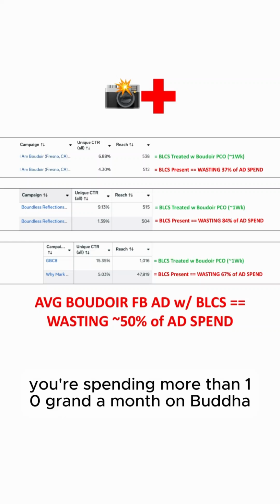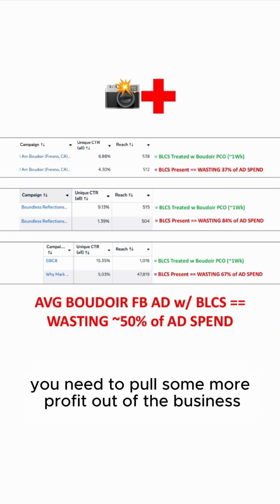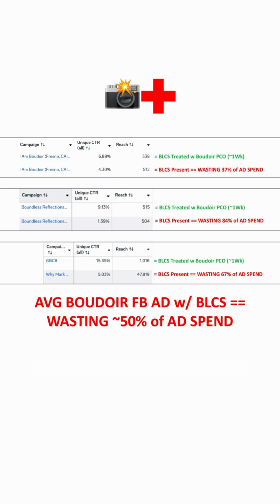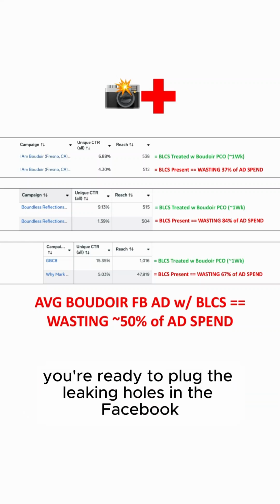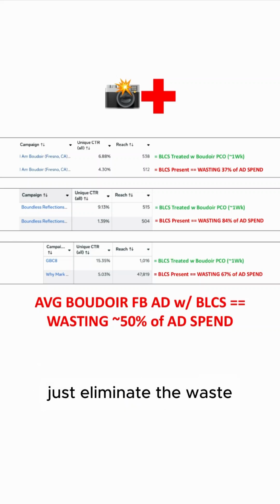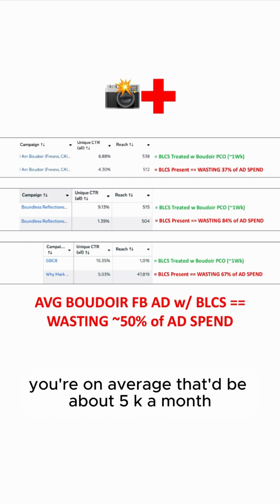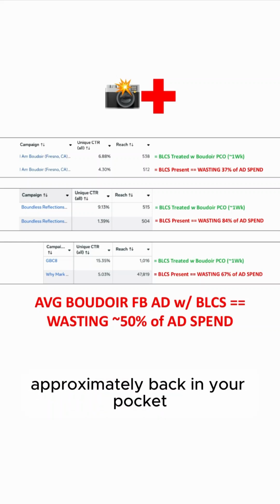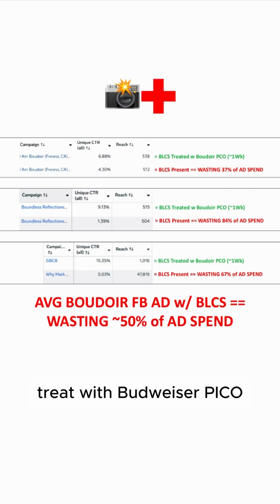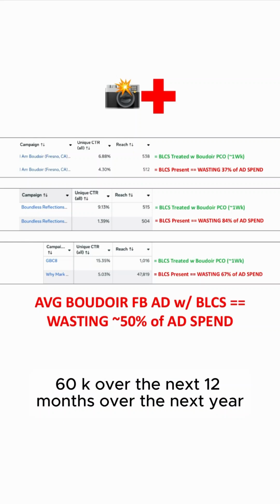and you're spending more than 10 grand a month on Boudoir Facebook ads, and you decide you need to pull some more profit out of the business. You've optimized other parts. Now you're ready to plug the leaking holes in the Facebook ad strategy, because that's easy to do, just eliminate the waste. And you actually want to keep more money in your pocket. On average, that'd be about 5K a month approximately back in your pocket with Boudoir Pico, and approximately 60K over the next 12 months, over the next year.